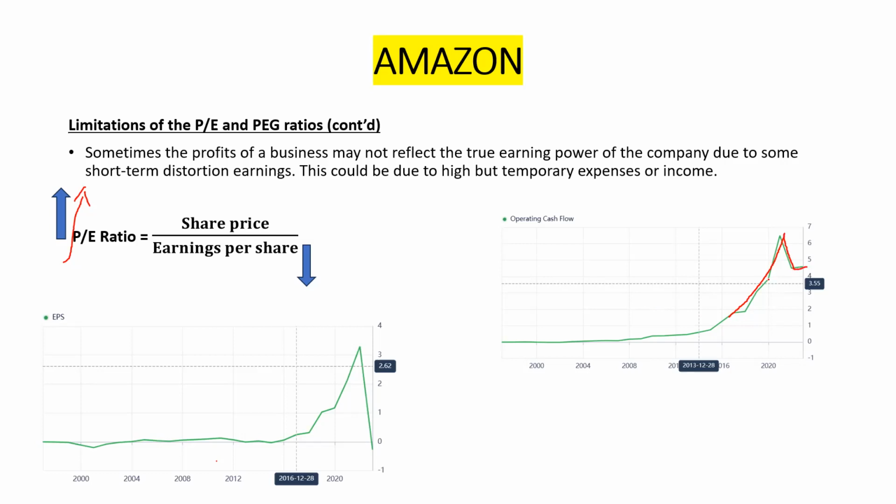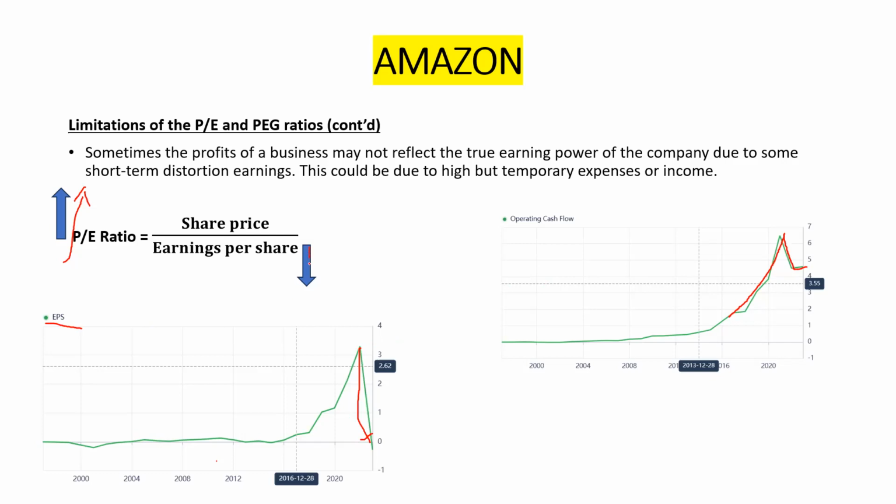But what's happening is they are taking that cash and using it on research and development in order to develop new products and services. They are using those profits on building their infrastructure because they have a plan of taking over the whole world, basically. So because of that short-term expenditure, what has happened to the earnings per share? The earnings per share have shot down. They are very, very low.